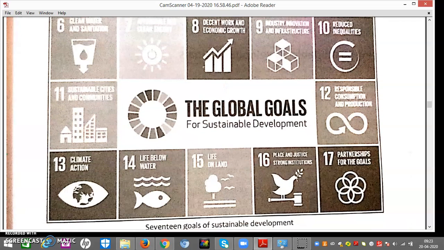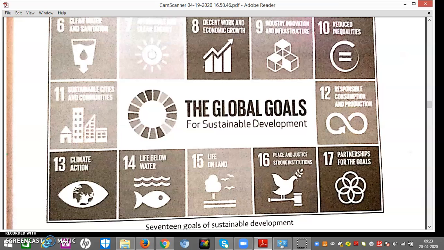Now, number 11 is sustainable cities and communities. It means every citizen has to be aware about their environment, what is to be done and what is not to be done. Okay, now 12, responsible consumption and production. We must consume only that which we require and produce only that which is required. We don't have to just put trees under process because we have to make paper every time. No, we don't have to.